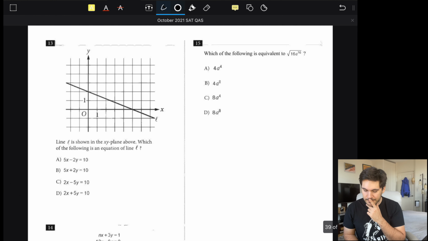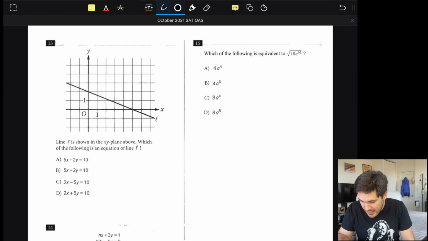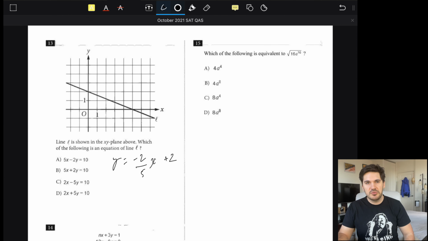Number 13. Line L shown in the xy plane above. Which of the following is an equation of line L? Okay, just use the information about the line. What's the slope? It looks like it goes down 2 over 5. So the equation is going to be y is equal to negative 2/5 x. Starts at a y-intercept of 2, so plus 2. You'll just need to rearrange all of the equations and see which one gives you that.